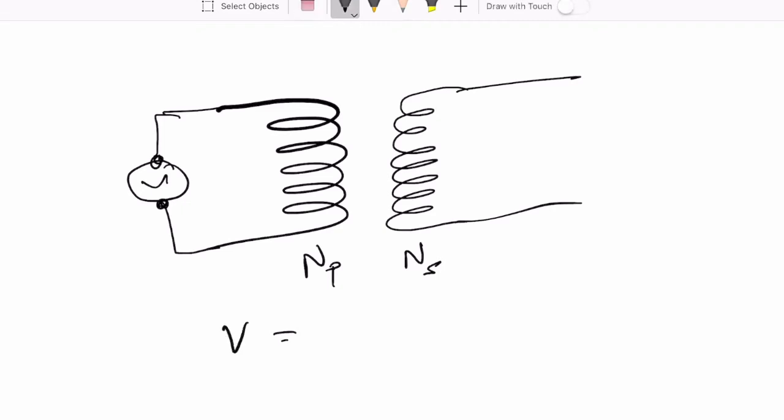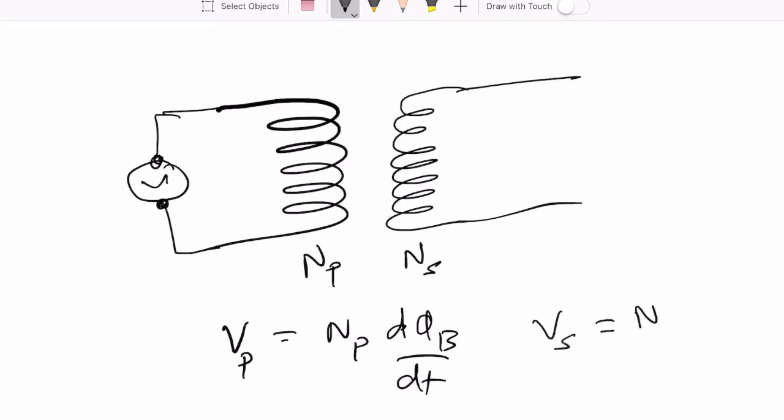So the EMF, or the voltage induced in the primary, Vp, is going to be Np d phi b dt from the flux rule. And I'm just talking about the magnitude. I don't care about the direction, so I'm not using the minus sign. And what about the voltage induced in the secondary? Vs is equal to Ns d phi b dt.